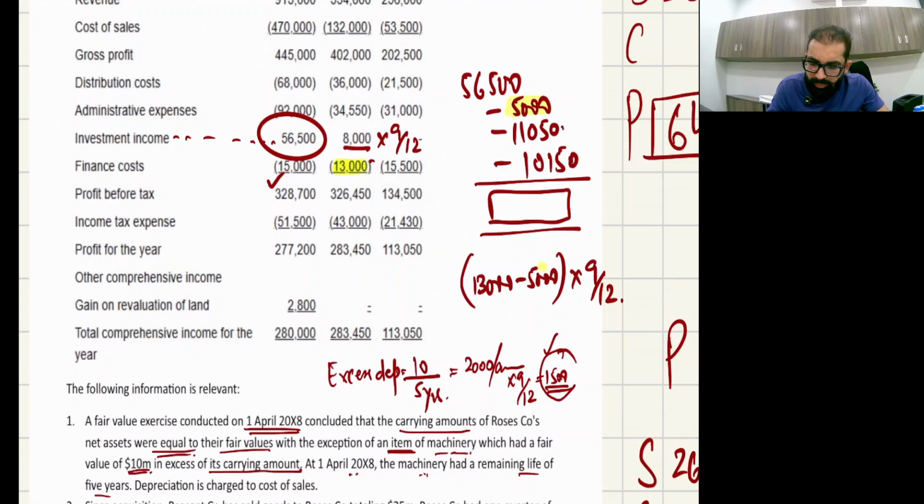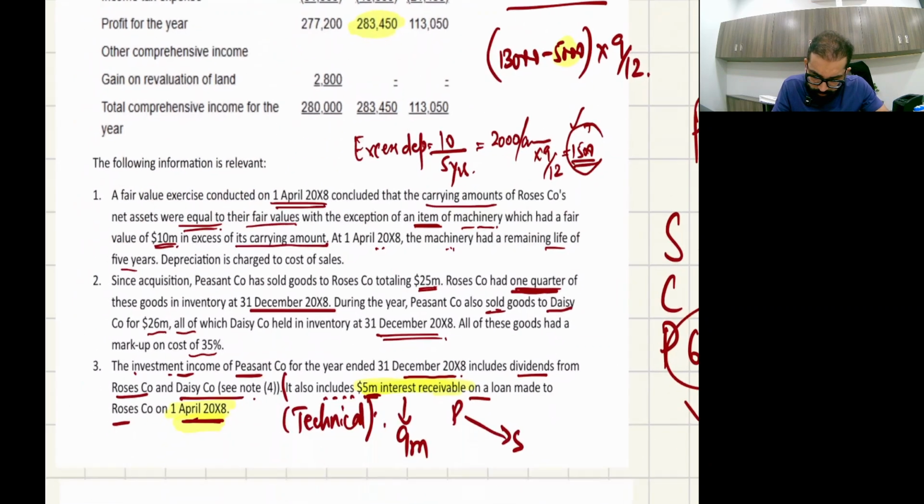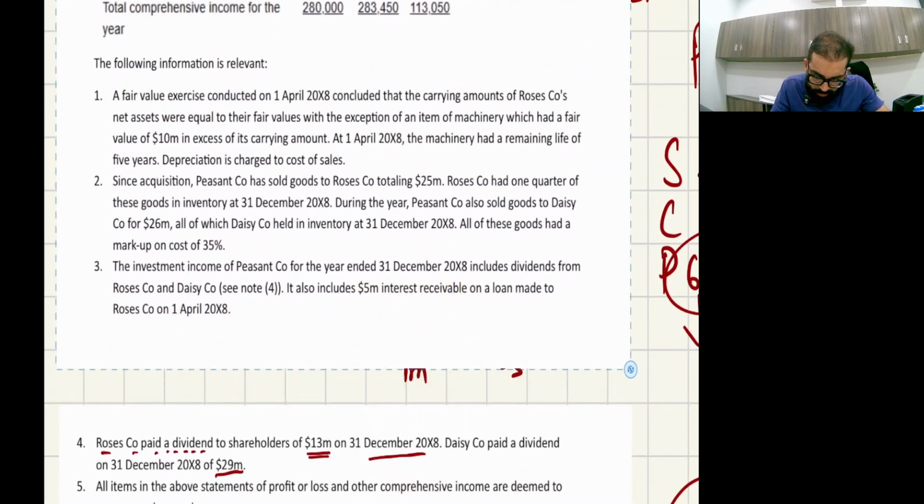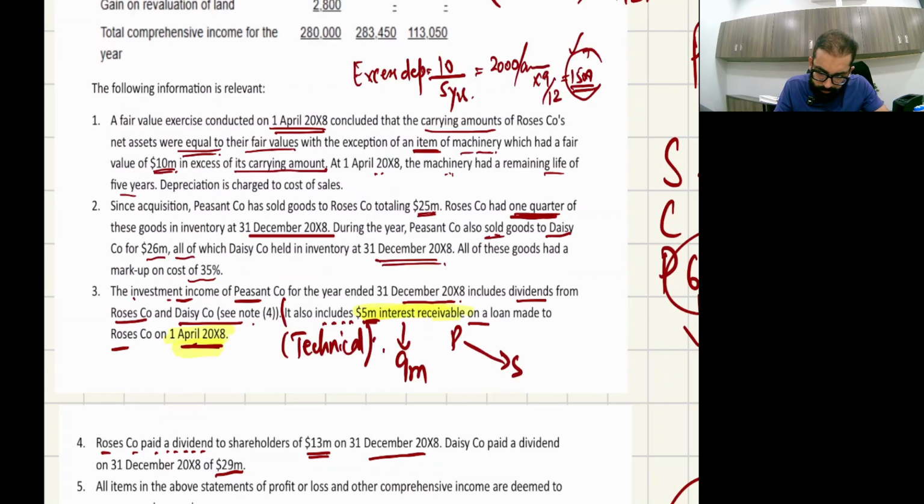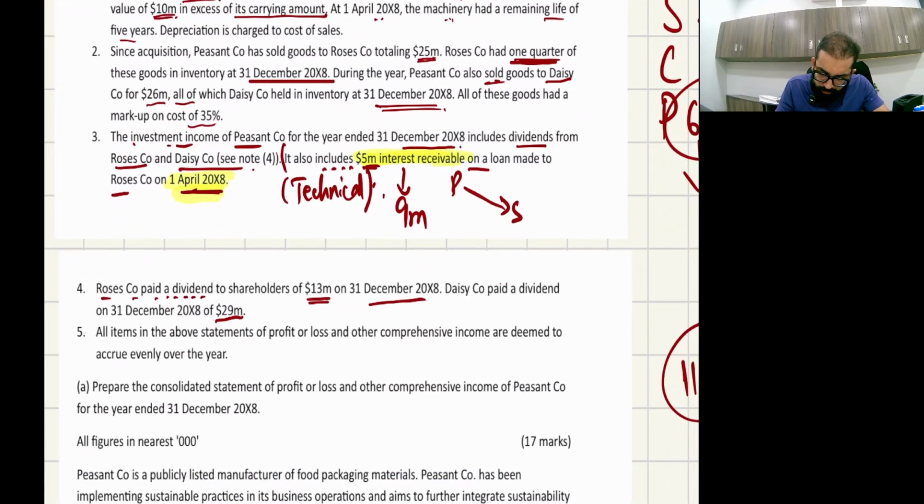And you know, this 5,000 transaction I have to correct when I will be doing the NCI thing. See, for NCI we need to use S company's profit after tax. That will be the most technical part. In the end I'll discuss. Okay. Now, finally, they are saying all items of the above statement of profit and loss and other comprehensive income are deemed to accrue evenly over the year. Now, no problem.